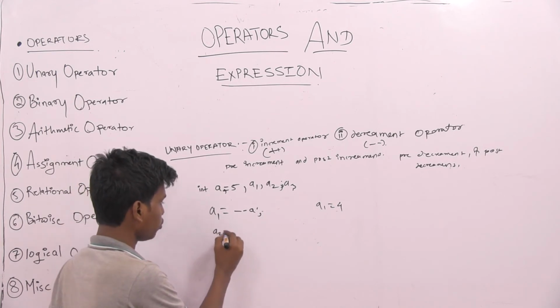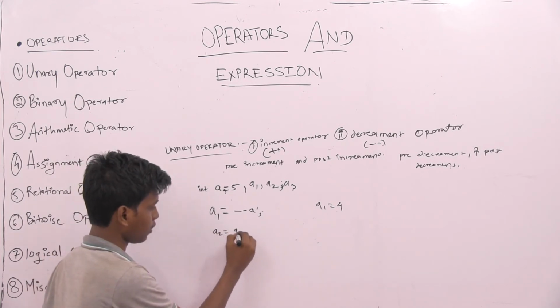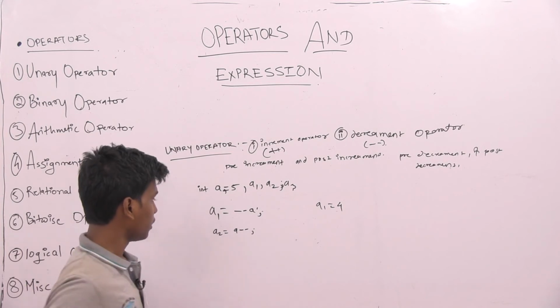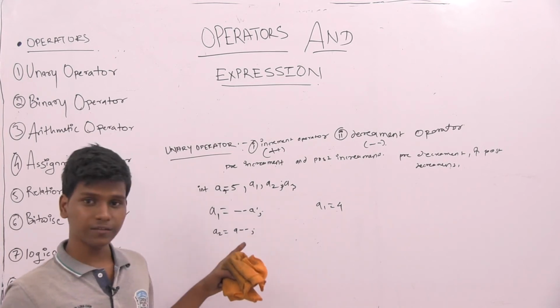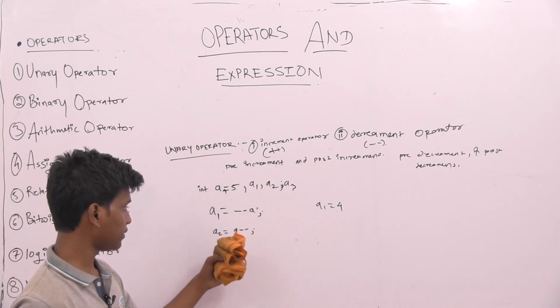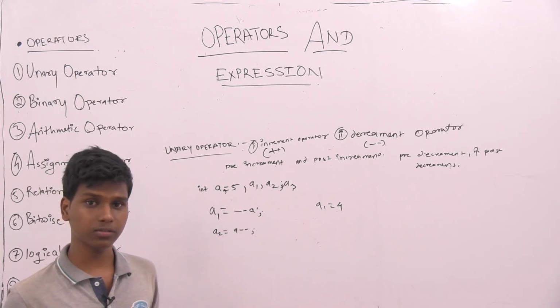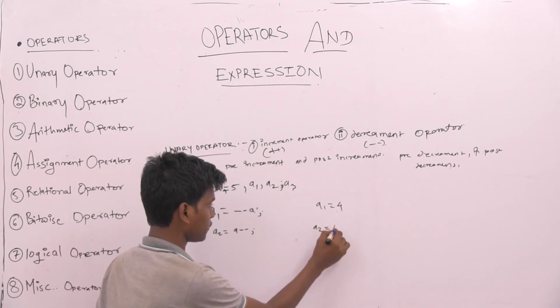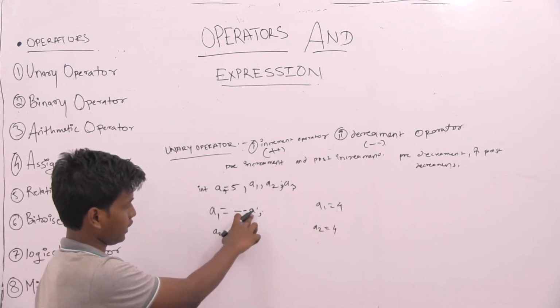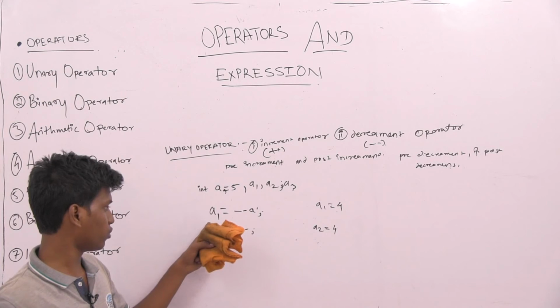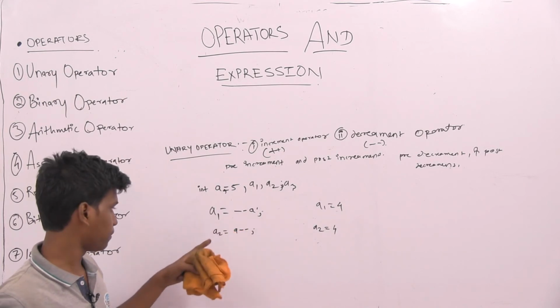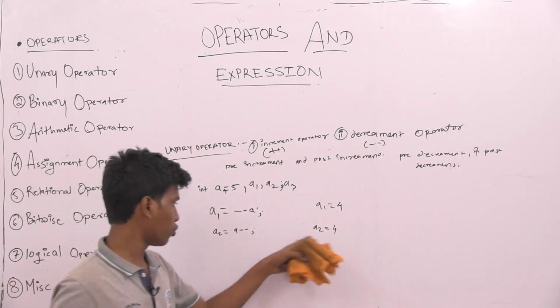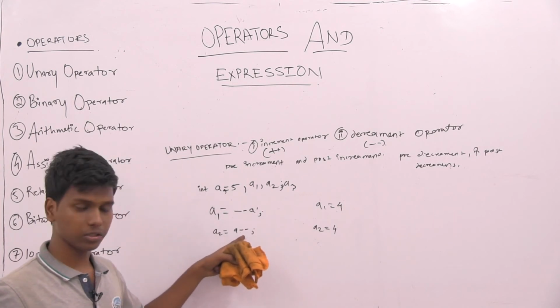Similarly, a2 equals a--. Here the value of a is taken first, then the operator is operated. Now the a2 value is 4, as the value of a was changed in the first line of the program. Then the a2 value is 4 as the post-decrement is used here.